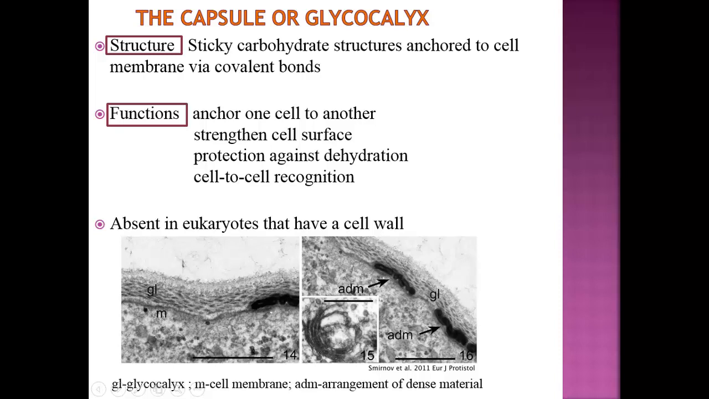Shown in this electron micrograph is the glycocalyx, that is the capsule of an amoeba. Glycocalyx is being shown as GL, the cell membrane as M over here, and then these dark structures are dense arrangement of dense material. So once again shown here is the glycocalyx.